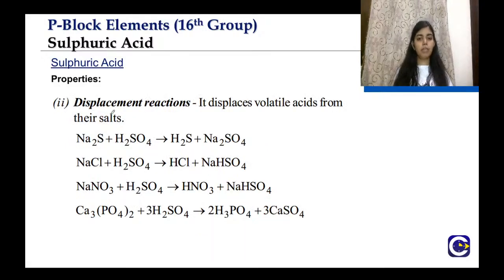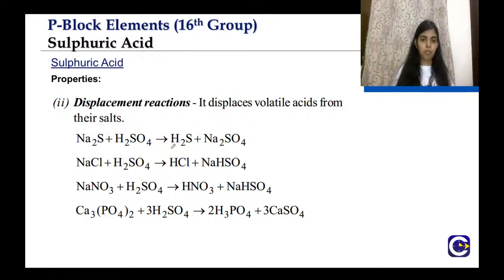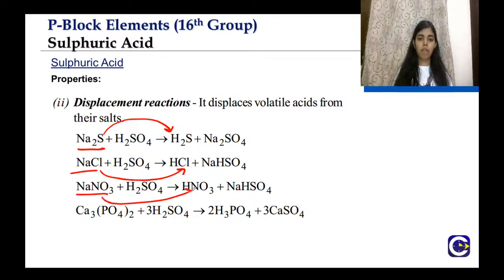Next, come on to the displacement reaction. It displaces volatile acids from their salts. Now this is very important. Here H2S, HCl, HNO3, H3PO4 are volatile acids. So basically from these salts, these corresponding volatile acids are formed. For example, Na2S will form H2S, NaCl will form HCl, NaNO3 will form HNO3, calcium phosphate will form phosphoric acid. This is how you can remember these displacement reactions.